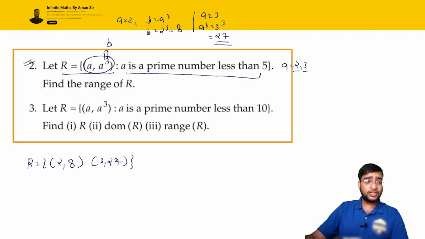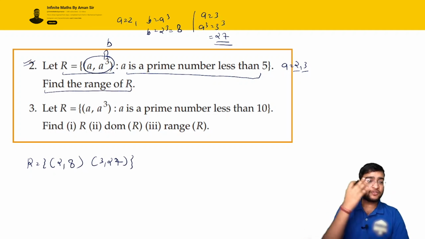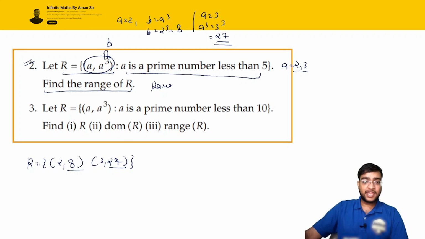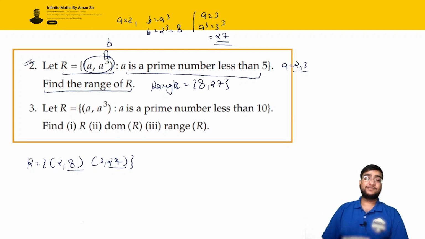And what the question is asking is the range of the R. So what is the range of the R? You can say, sir, the 8 and 27. So the range here is my 8 and my 27. Okay, sir. Okay, so this is the homework for you guys.